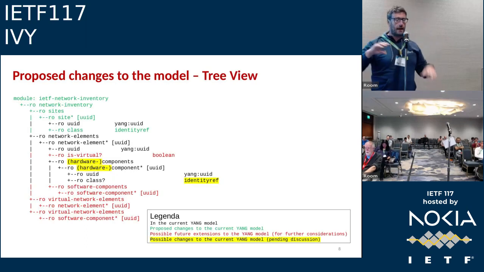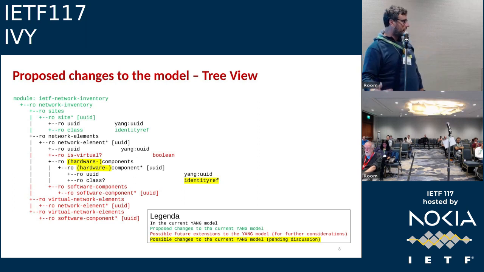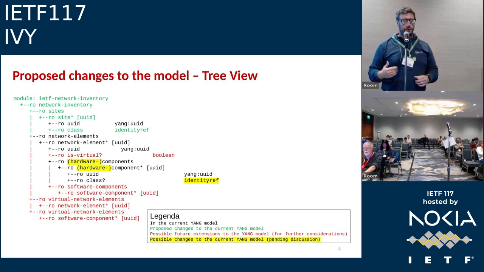For example, this is the high-level view. You can see in green the changes that we can make to our draft to make it more generic. So the root is becoming network inventory. The key rooms are now sites. We add a new class which describes the type of site. And then we have the key room, which we discuss in detail in this draft. The network elements work as before.